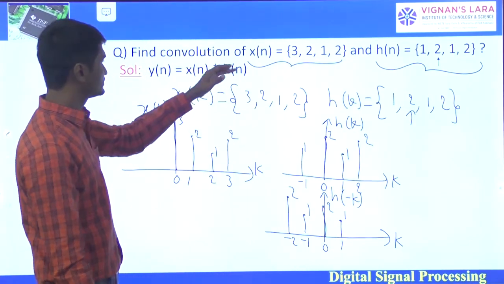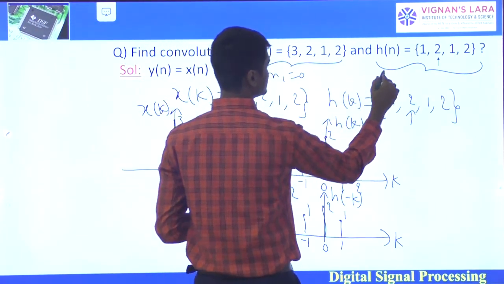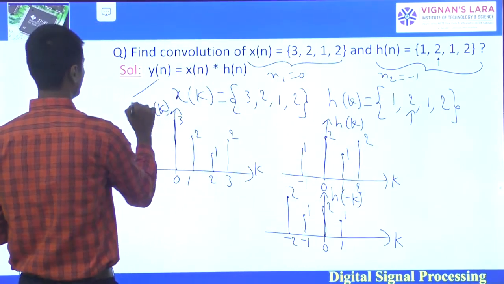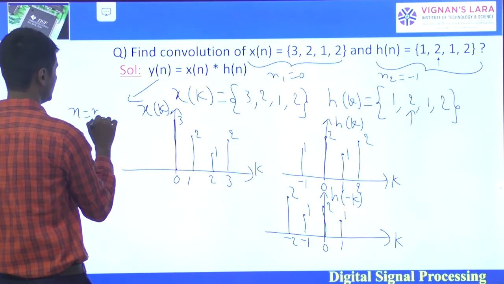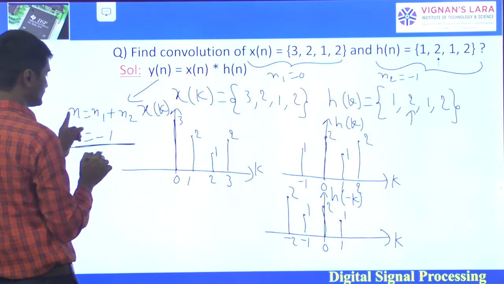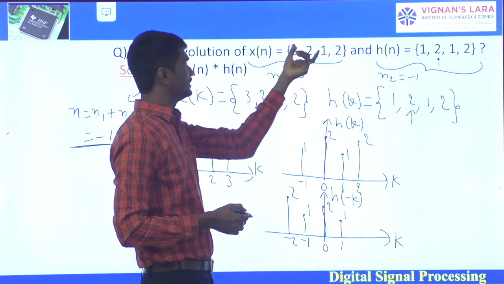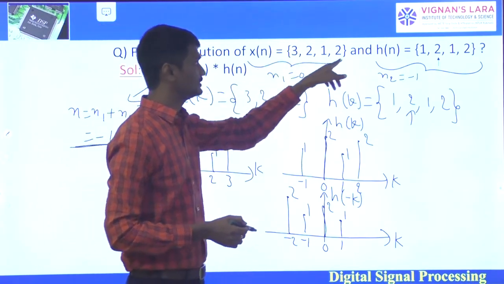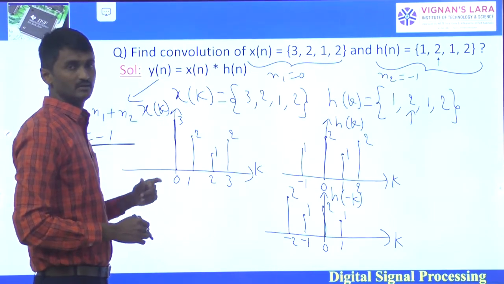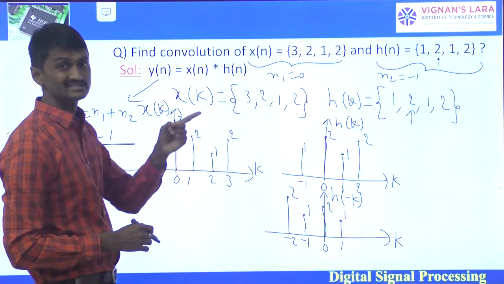You know that the first sequence starts at n1 equals 0 and the second sequence starts at n2 equals minus 1. Then y of n should start at n equals n1 plus n2, that is minus 1. Starting value of n is minus 1. We know the lengths: the first sequence is 4 and the second is 4. The length of the resultant sequence should be L1 plus L2 minus 1, that is 4 plus 4 minus 1, so the length will be 7.